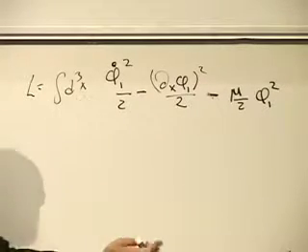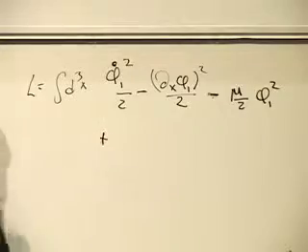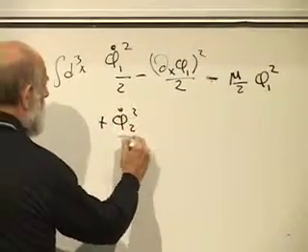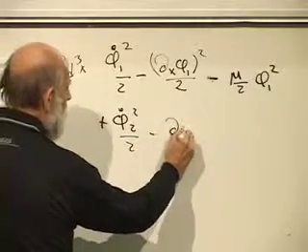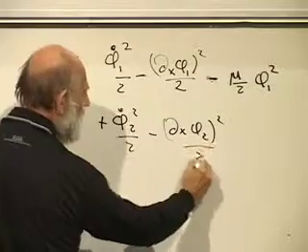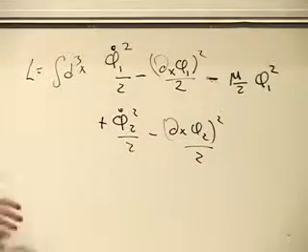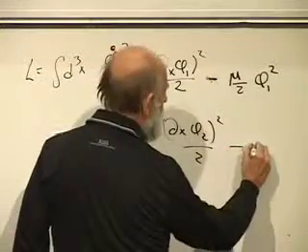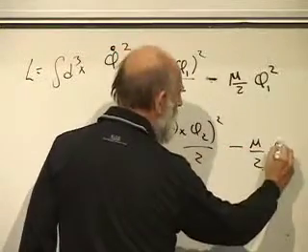Now what about for field number 2? That also enters into the Lagrangian. Same thing, phi 2 dot squared over 2 minus dx phi 2 squared over 2. Add in y and z derivatives if you like, but let's also add in minus mu over 2. Same mu, phi 2 squared.